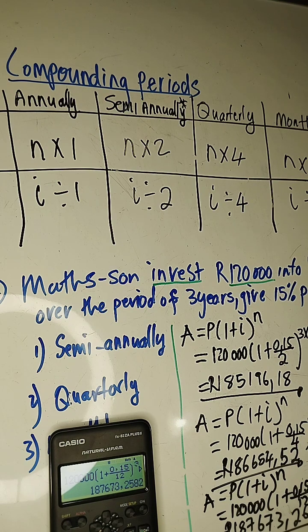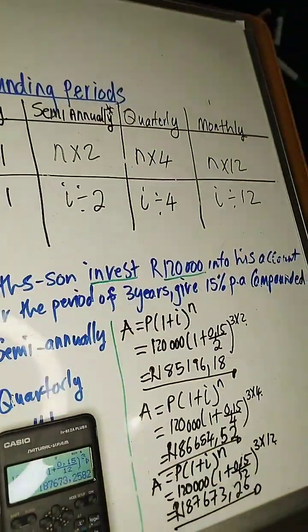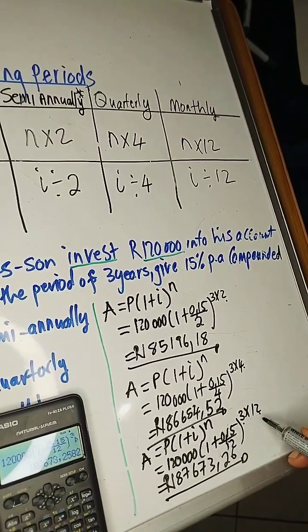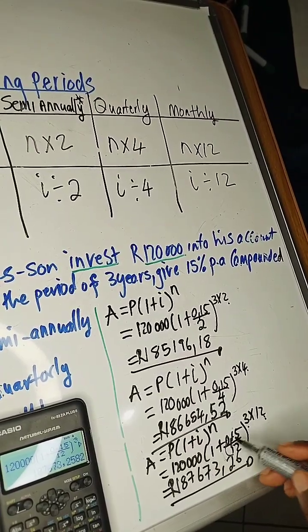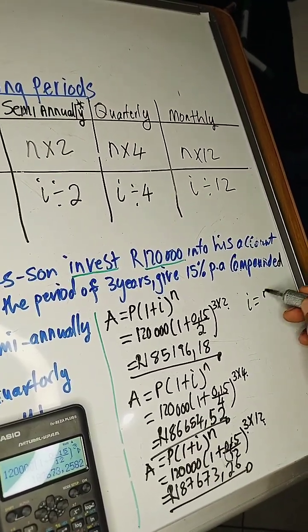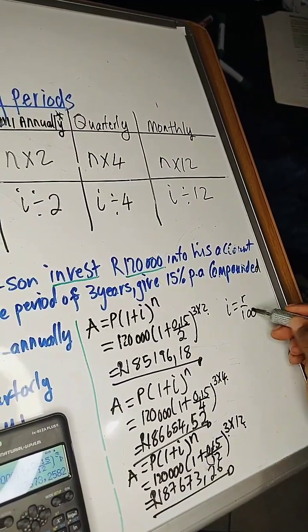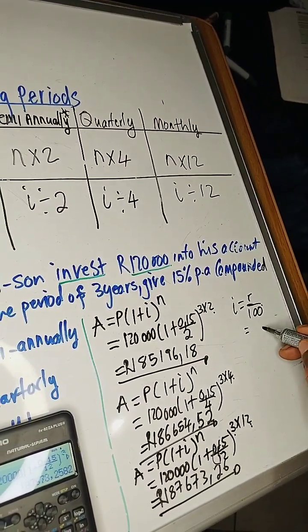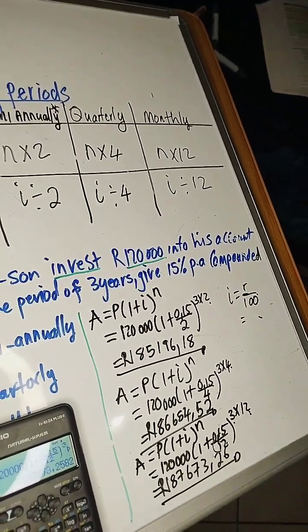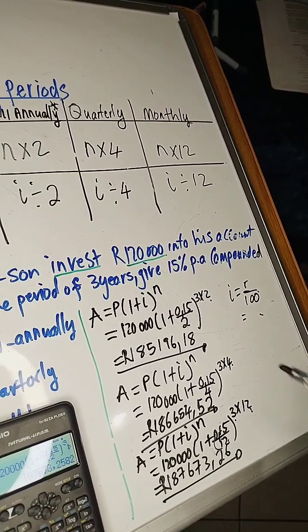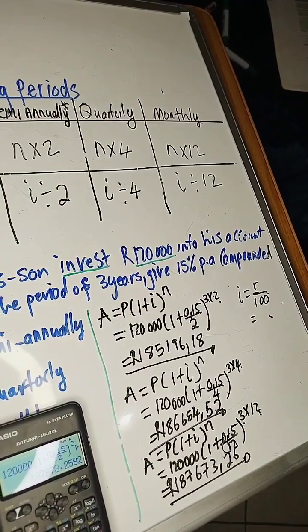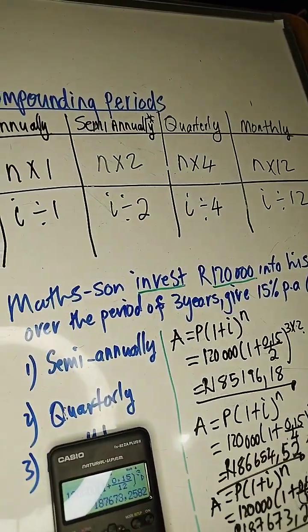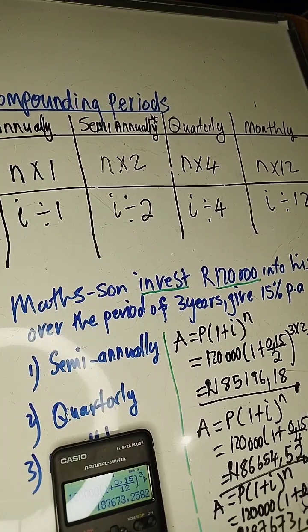So you see how we do it. Make sure every time you are doing compounding periods, on your n you multiply by the compounding period. On your I, remember you start by saying I equals R over 100. Then after you get your answer in decimals, you divide that answer by the compounding period. I do advise that you show it here so that we are able to track it down. So that is how we deal with compounding periods.